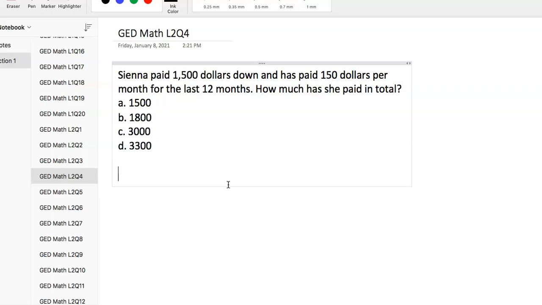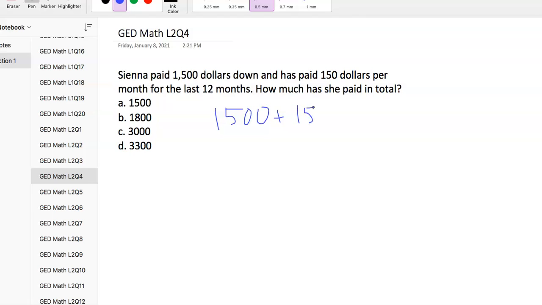Sienna paid $1,500 down and has paid $150 per month for the last 12 months. How much has she paid in total? Okay, so we start off with, she put $1,500 down, right? So we know there's $1,500 out of the pocket, and then plus $150 a month for the last 12 months.